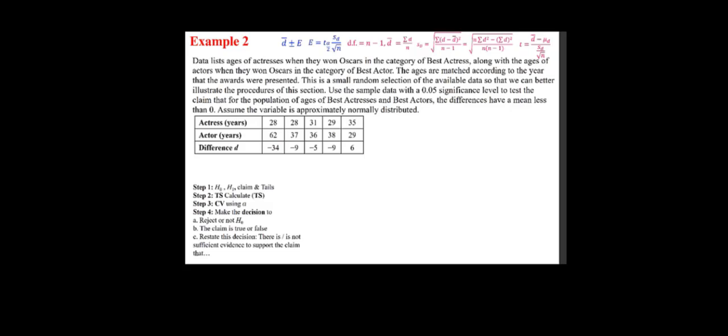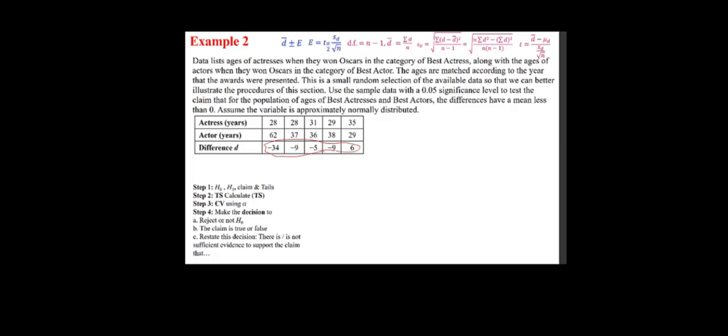In order to do that, we need to calculate the difference for each pair. Obviously, it's a matched pair. We're looking at the same year, and we're dealing with actress versus actor. The difference has to be calculated. It is done for us, and this is what I mean. We are dealing with those values. These are the ones that are important to us. The difference, that's all. And by the way, if you do 28 minus 62 or 62 minus 28, it makes no difference.